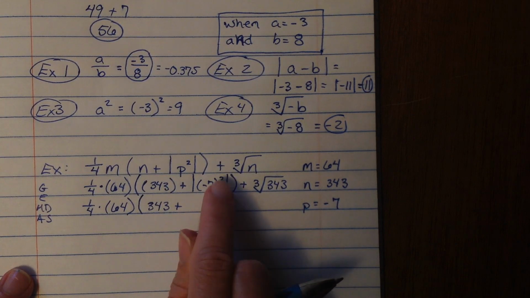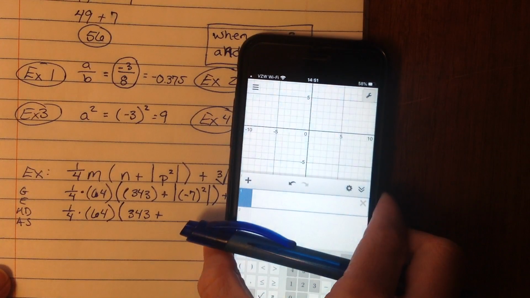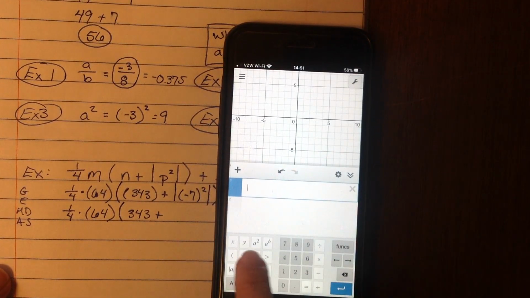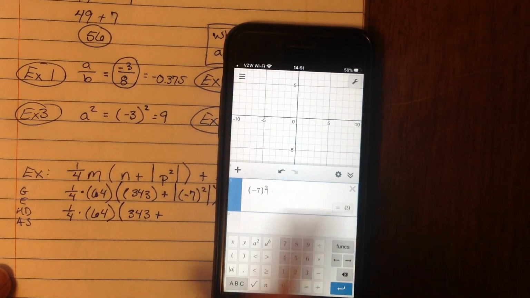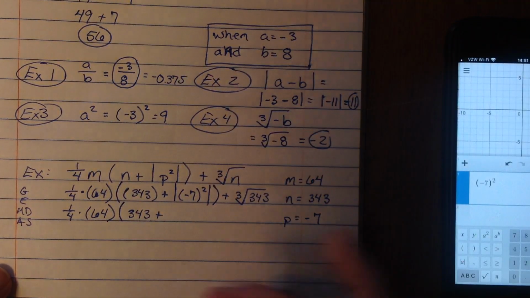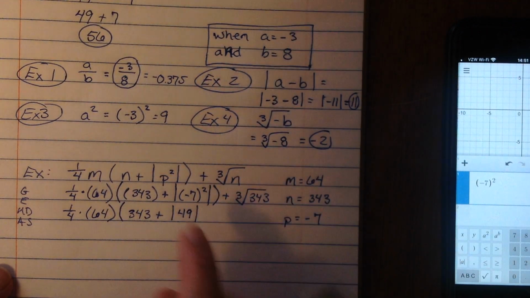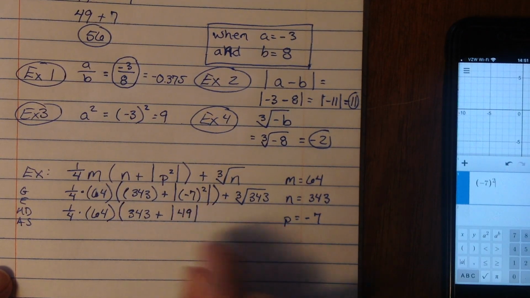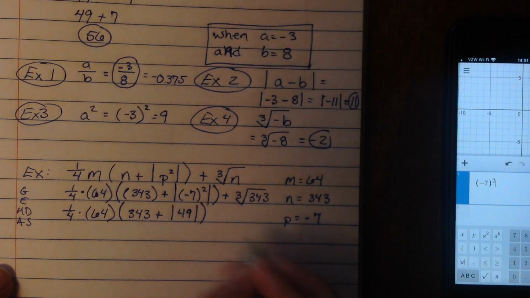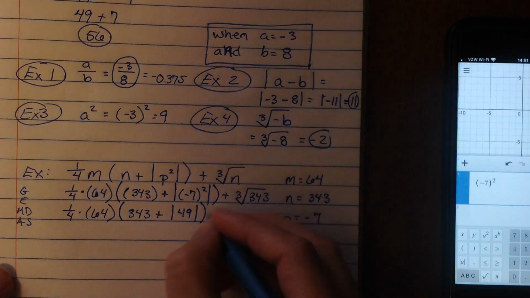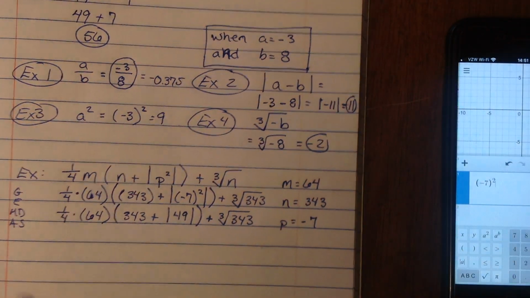So first, negative 7 squared. That should be something that you can probably think of in your head, but we're going to go ahead and look at what it would be if I put negative 7 inside parentheses and then I square it. Well, that's the same thing as positive 7 squared, which is 49. Now, remember, that's still inside absolute value bars because all I did just there was evaluate this negative 7 squared. So it's still 49 inside absolute value bars. Then I'm going to close my parenthesis. That comes from right here. And then plus, I've still got the cube root of 343.